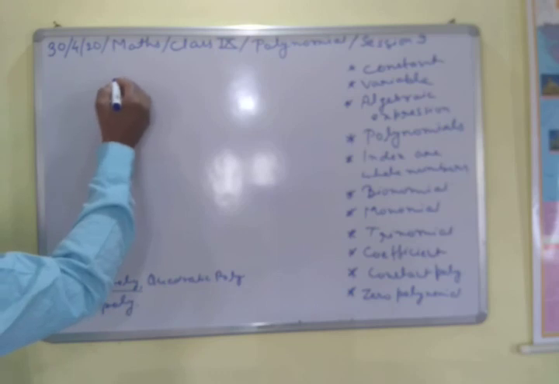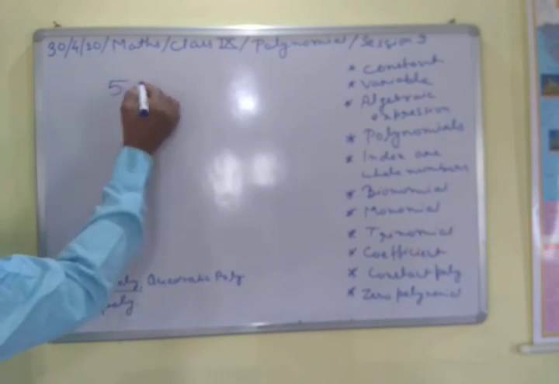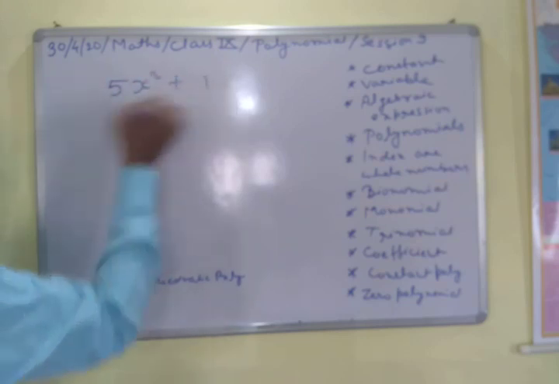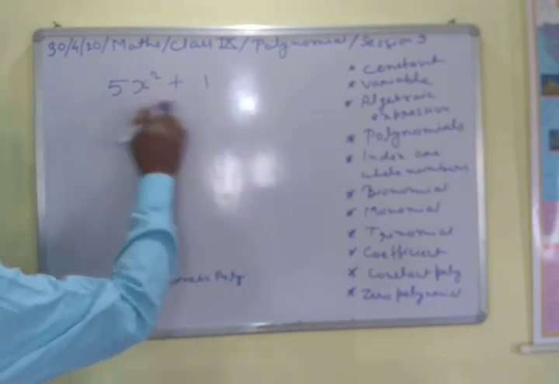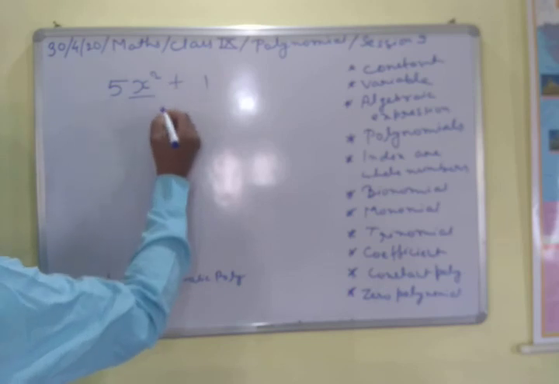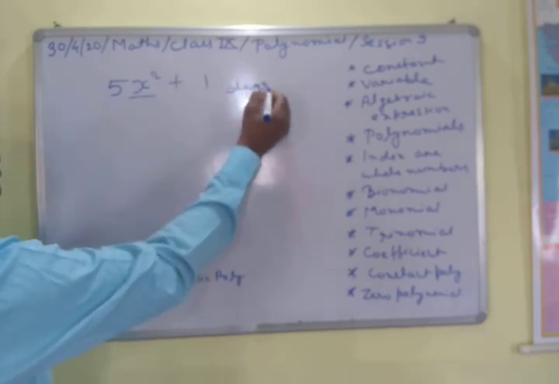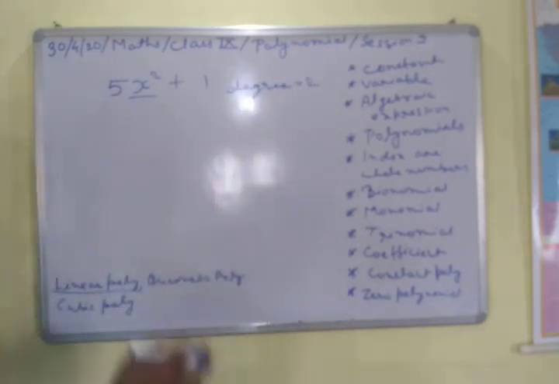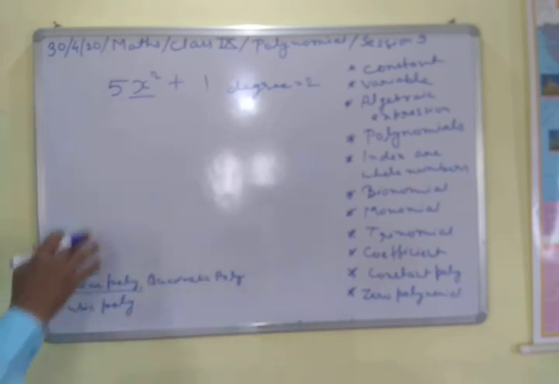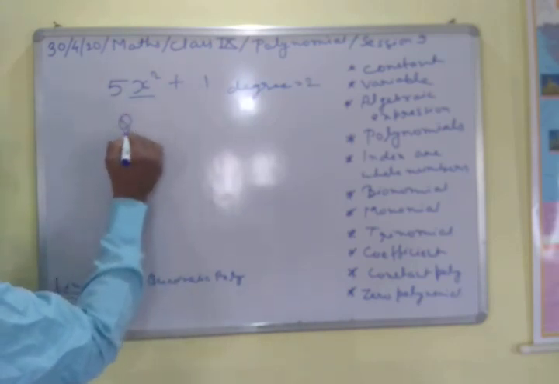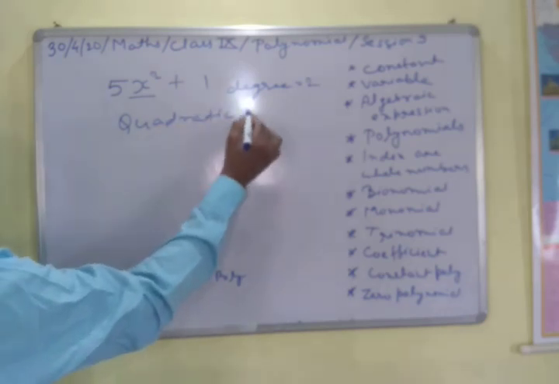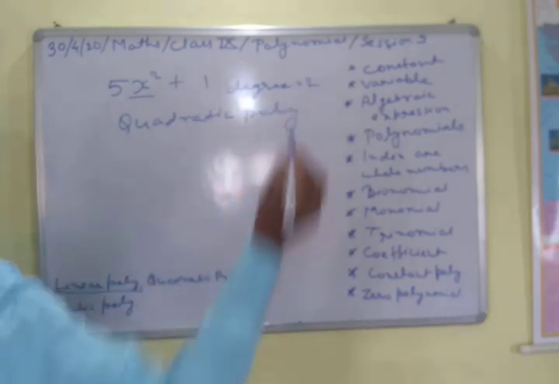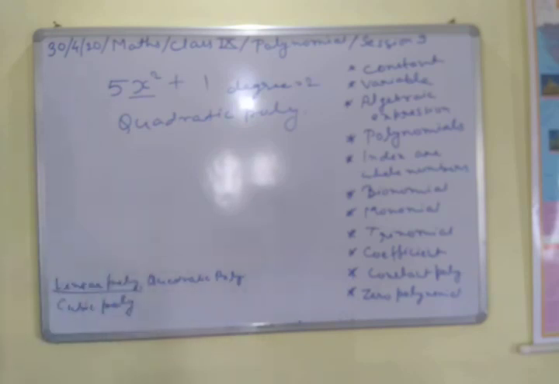And for example, if there is another like 5x square plus 1. So this is again a polynomial, and in this polynomial the highest power of the variable is 2. So in this case the degree will be equal to 2. And when the degree of a polynomial is 2, then this is called a quadratic polynomial. So this is the second type here.